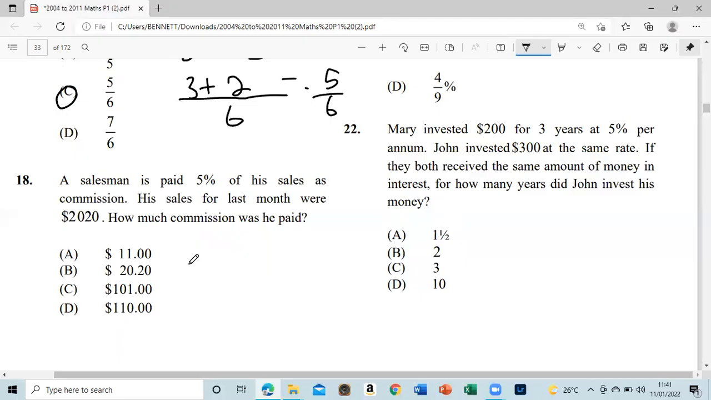A salesman is paid 5% of his sales on commission. His sales for the last month were $2,020. How much commission was paid? All we have to do is just find 5%. Percent means out of 100, so we times that by 20. And we can calculate, 1 into this and that into that, and we divide that, so we get 101.